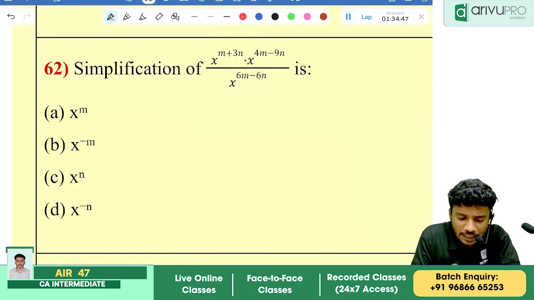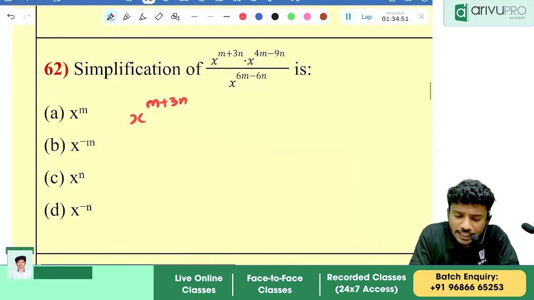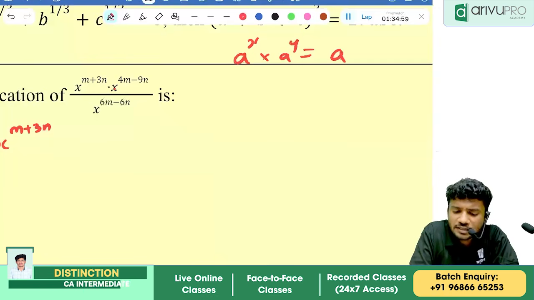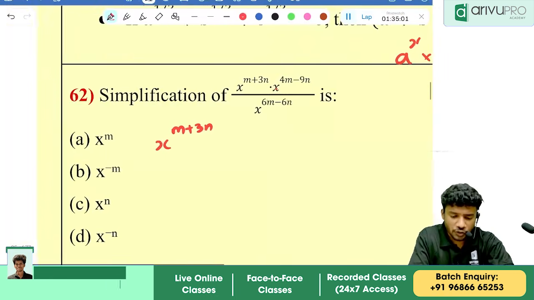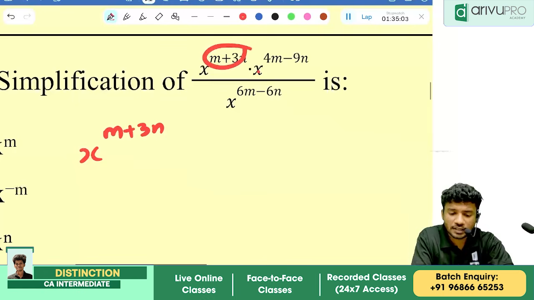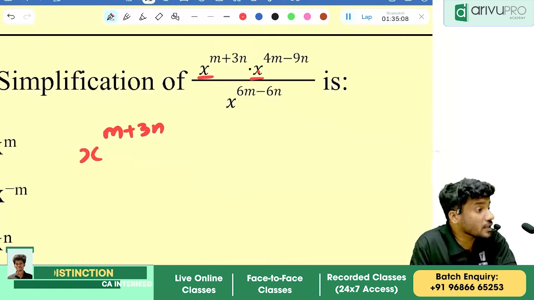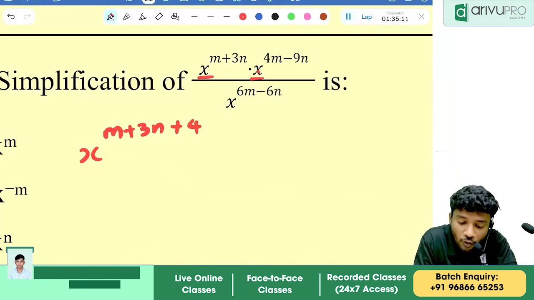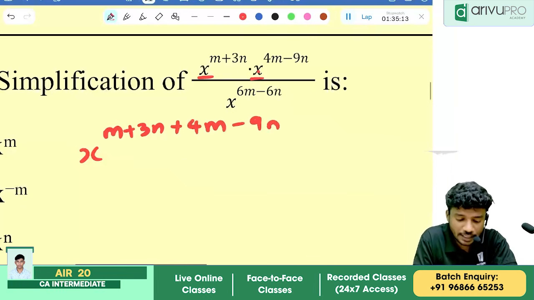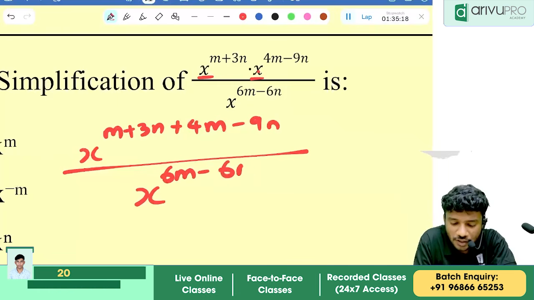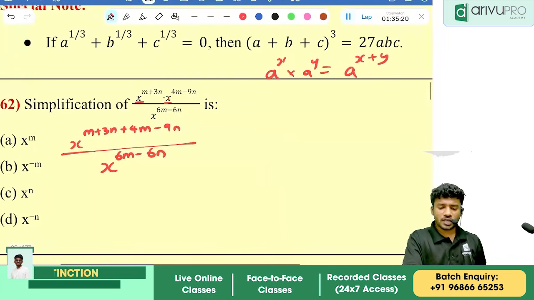So people, x raised to m plus 3n into x raised to 4m minus 9n is there. When a raised to x into a raised to y is there, we will write it as a raised to x plus y. Using the same logic, powers are there, but the bases are same. So it will be x raised to m plus 3n plus 4m minus 9n divided by x raised to 6m minus 6n.